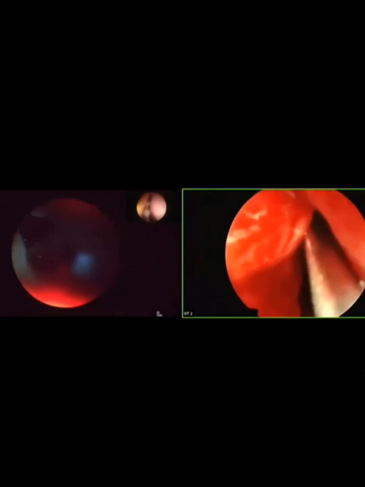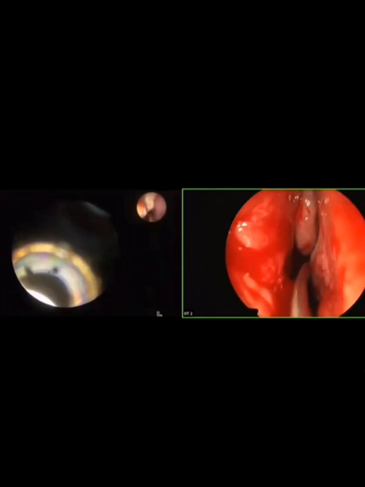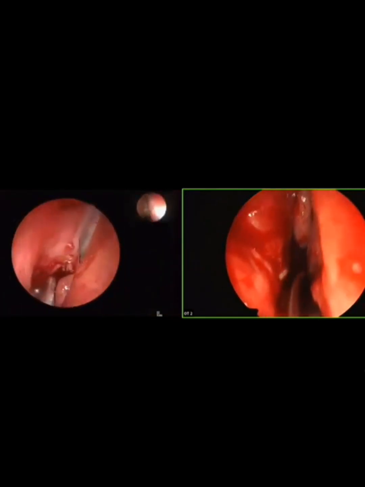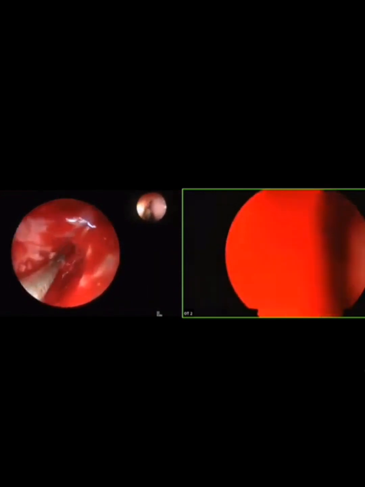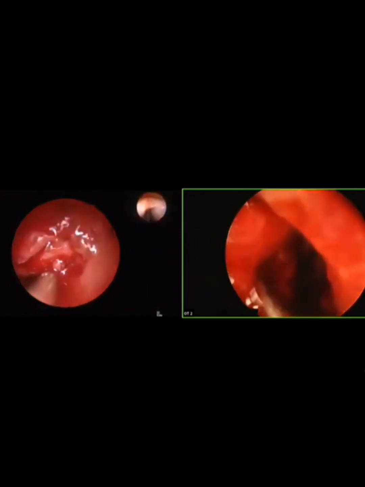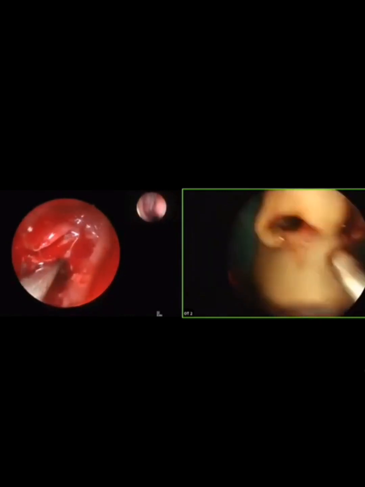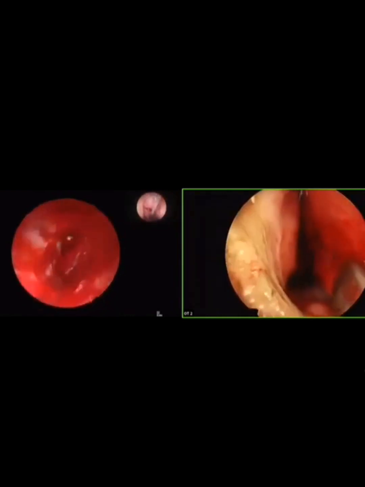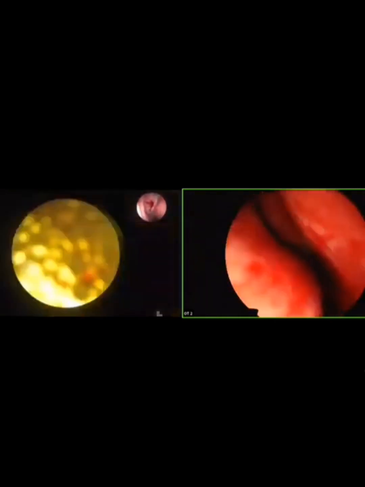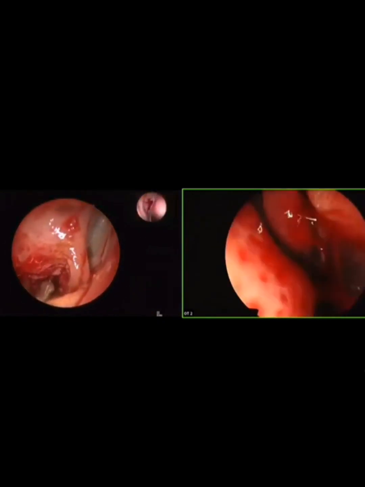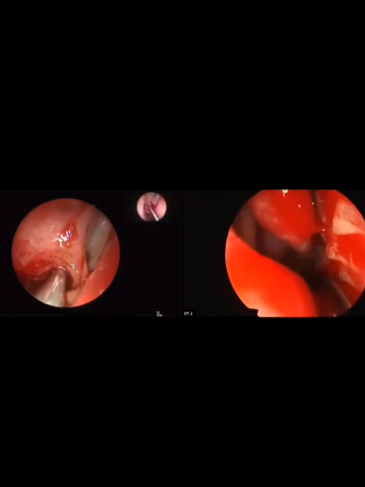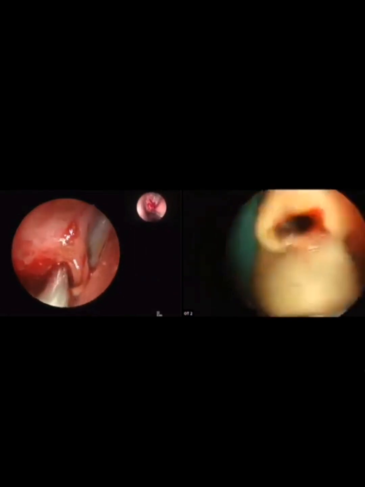I think here we have completed the removal of the cartilaginous part of the septum, and there is a small tear over here on one side, but I think it is normal, so it can be taken care of. Yes, sir, right from the incision.